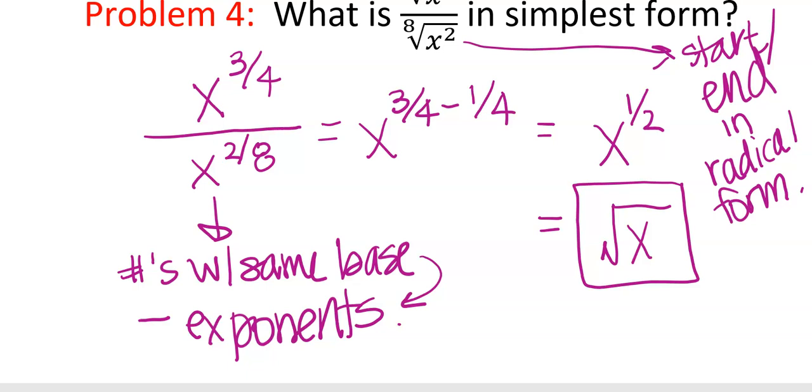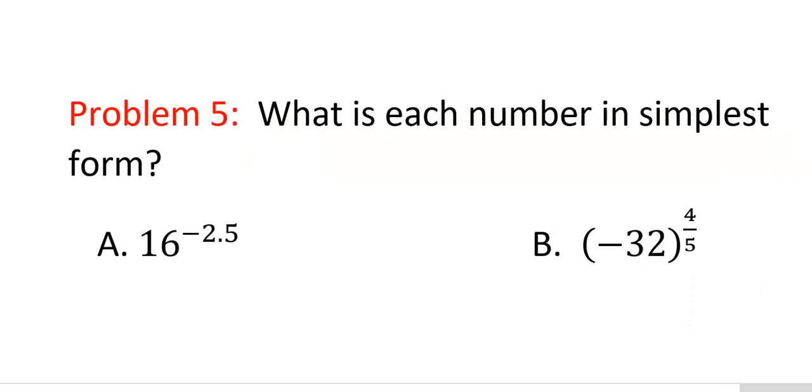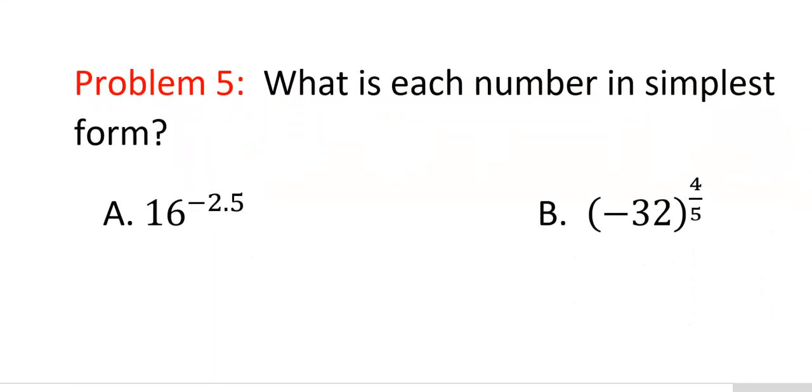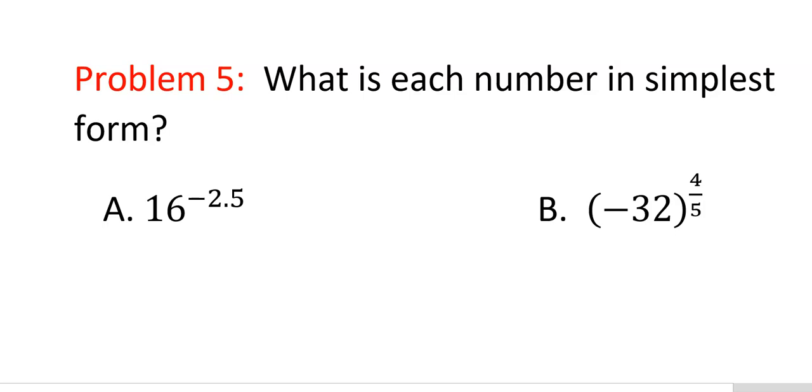Okay, so numbers are the same base, subtract their exponents when you're dividing them. So here's a couple more. 16 to the negative 2.5 and negative 32 to the 4 over 5. Since this one's in a decimal, I would turn the decimal into a fraction first. So this one would be 16 to the what?